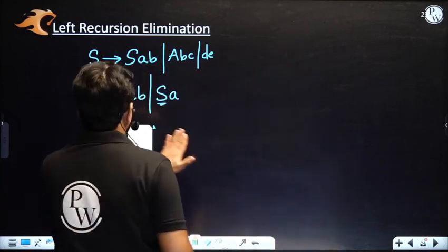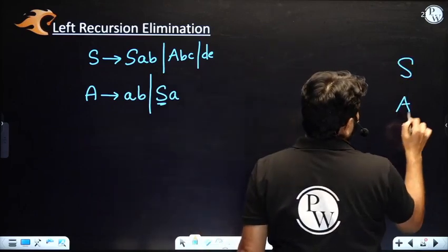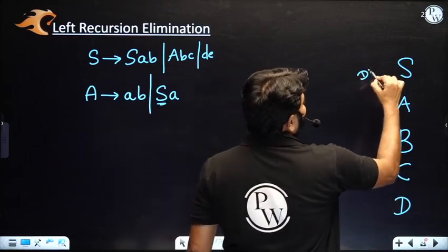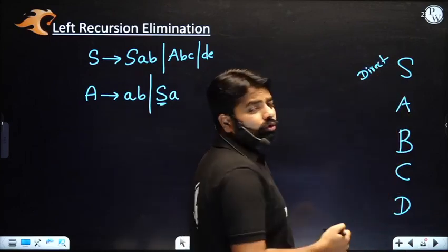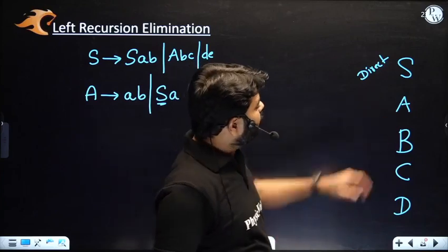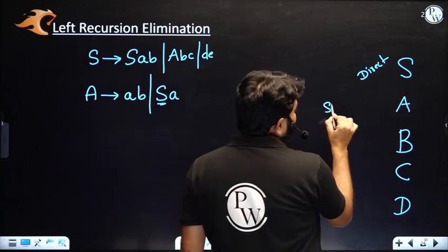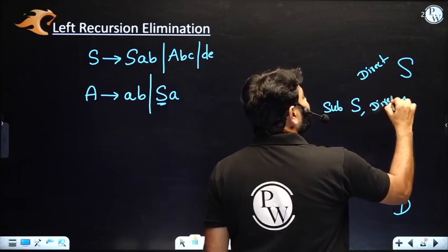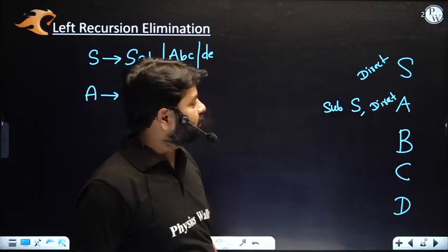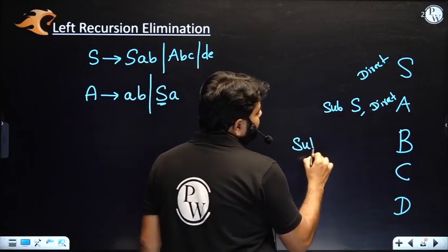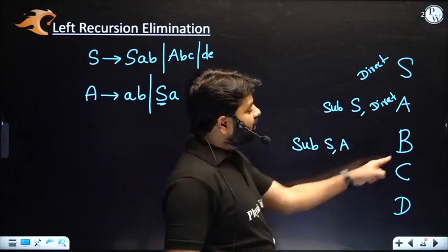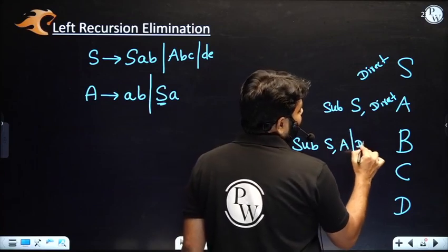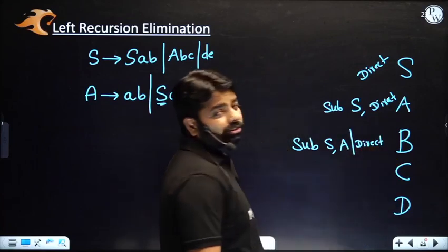Okay, let me apply the technique. The technique is S, A, B, doesn't matter how many non-terminals. First, you apply direct left recursion elimination here. In A, you may have indirect recursion. So what we do here is first apply the substitution technique, substitute S, then apply direct left recursion elimination if required. For B, you need to substitute S as well as A within this B, then after this you apply direct left recursion elimination.